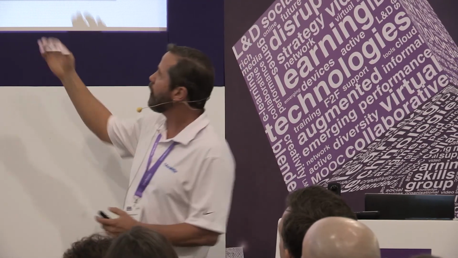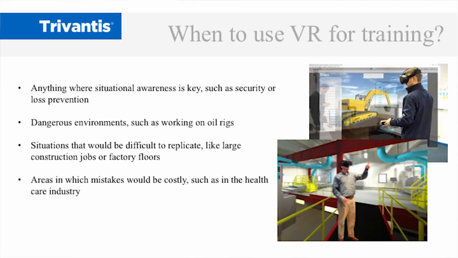If you're in a dangerous environment, like working on an oil rig or construction jobs, factory floors, things like that, VR is fantastic for that. And you can actually take the camera and just put it on the factory floor and tell everyone to do just what they normally do. It's a great way to simulate the environment.